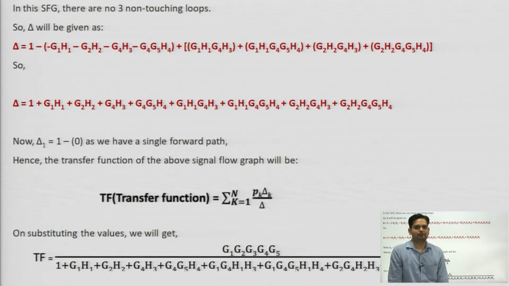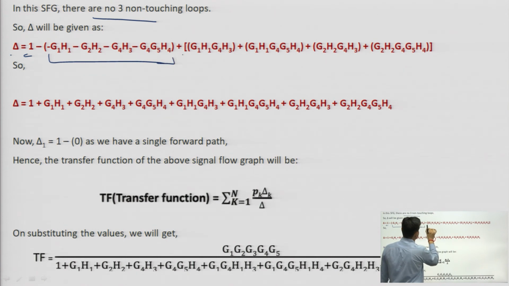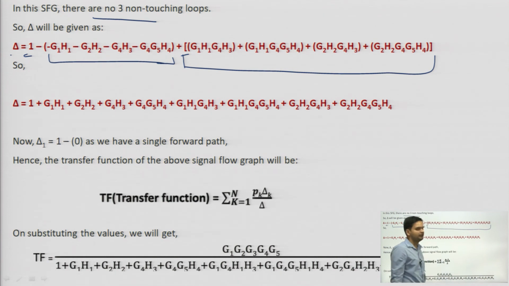So in this SFG we can see there is no 3 non touching loop. So delta would be given by 1 minus the sum of all individual loop gains, plus the sum of all products of 2 non touching loop gains. There is no 3 non touching loop, so after that minus sign you can put 0. So this would be the value of delta, that is the determinant.